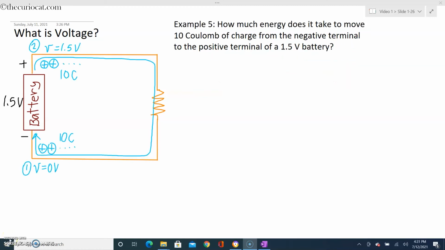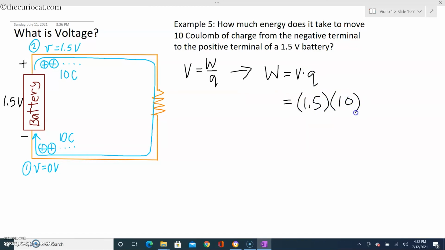For example 5, how much energy does it take to move 10 coulombs of charge from the negative terminal to the positive terminal of a 1.5 volt battery? We start with a formula for voltage. We can then rearrange the formula like this. And then we can input the value for voltage and for the charge, and we get 15 joules.